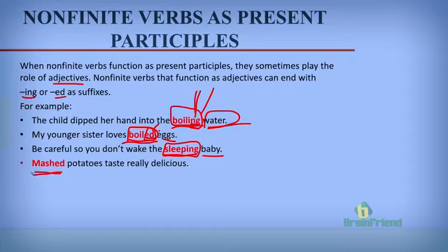Mashed here is a verb, but here in this sentence it performs the function of an adjective. It describes the noun potatoes, mashed potatoes. So, present participles or non-finite verbs that function as present participles play the role of adjectives in sentences. And note that they end either in ing or ed.